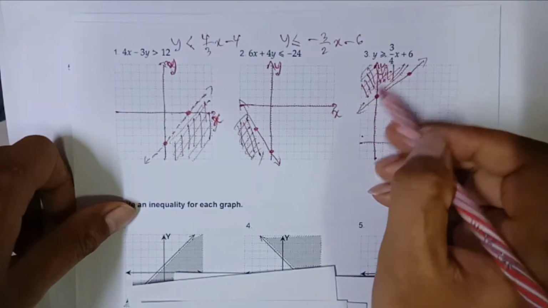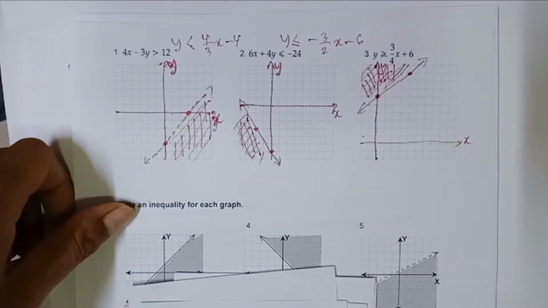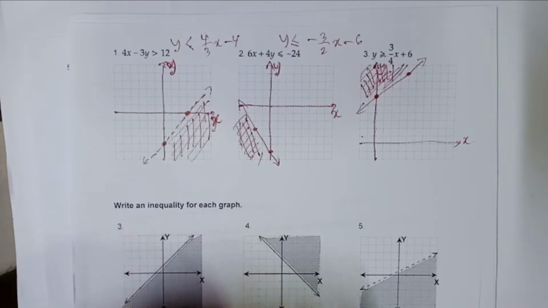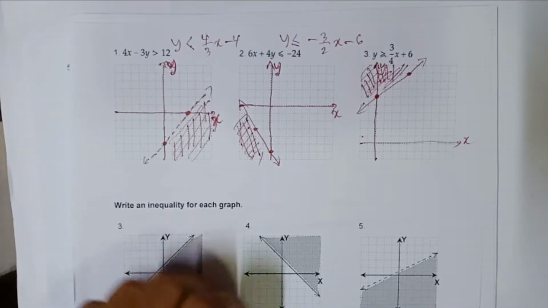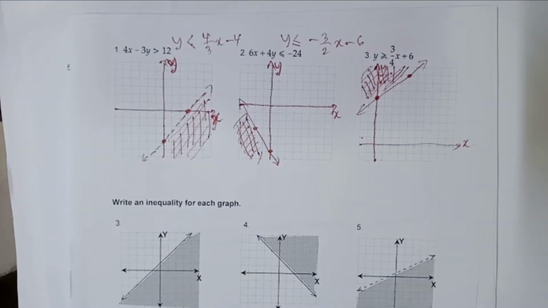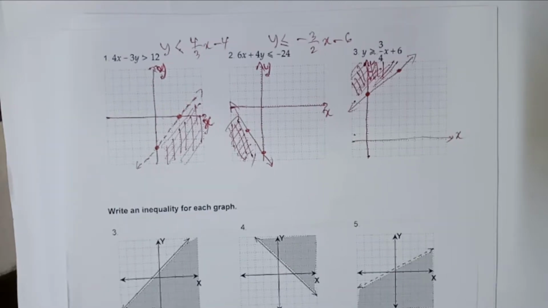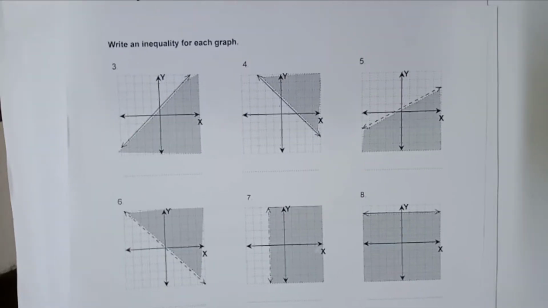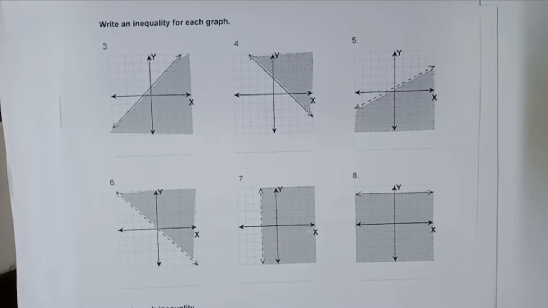This is the answer section. Okay, that's all for graphing. Let's continue further to write the equation or inequality for each graph. Our first three problems gave the equation and asked for the graph. This time, we give a graph and ask for the equation.